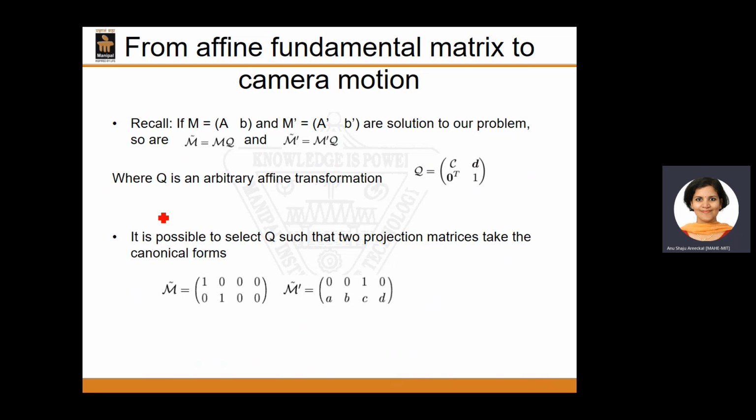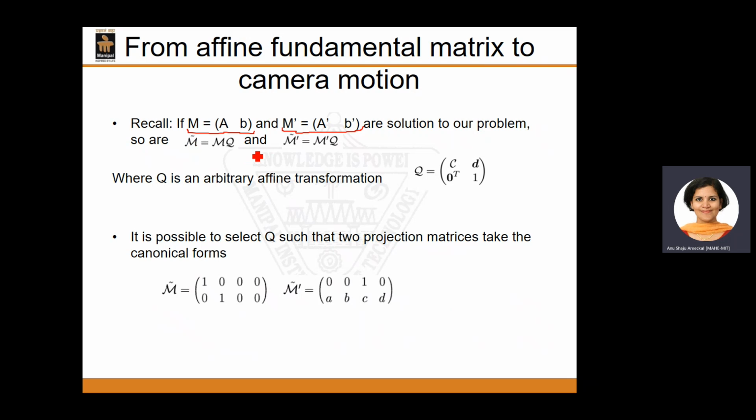So if you look at this particular equation, let me represent the camera matrix M equal to [A B] and M dash equal to [A dash B dash]. And let's say these are the solution, the camera matrices can be written in this particular form. Now, as I said earlier, I can represent M tilde equal to MQ. Since I am doing an affine structure from motion, if I am applying an affine transformation to the camera matrices, I get another camera matrix which is in the affine space, but which gives us the same image points.